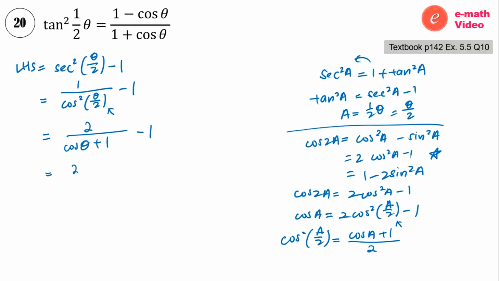Combine the fraction, becomes 2 minus cos theta plus 1, remember the bracket, over cos theta plus 1. 2 minus 1 is 1 minus cos theta. And rearrange it, 1 plus cos theta equals to the right hand side. Proven.